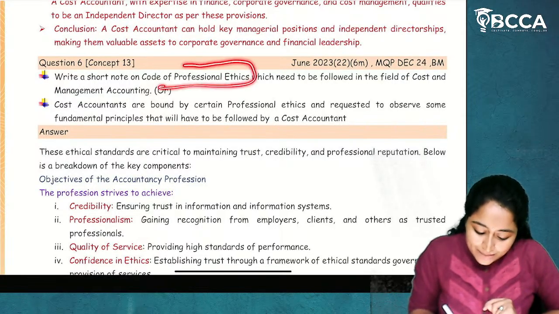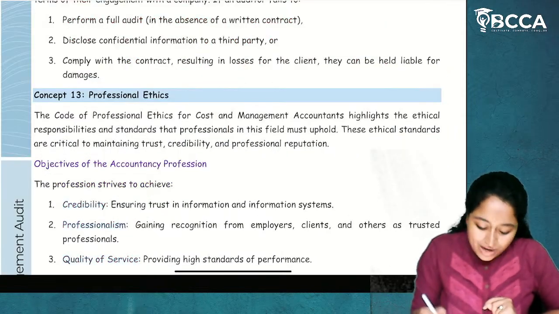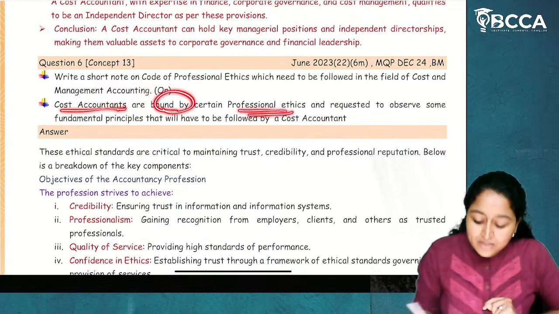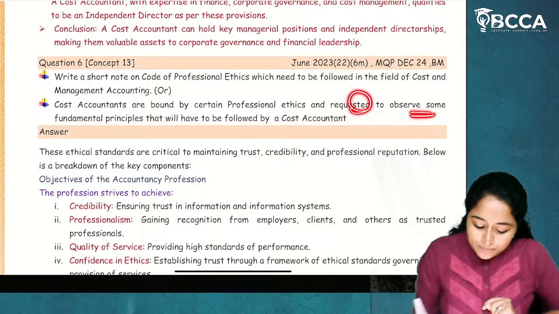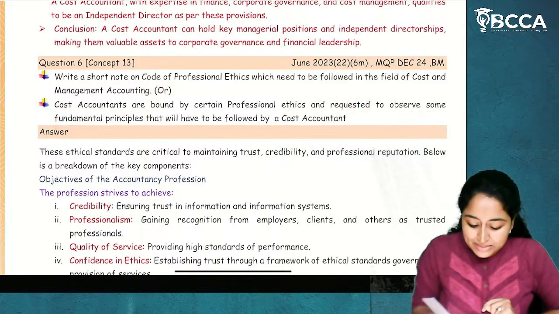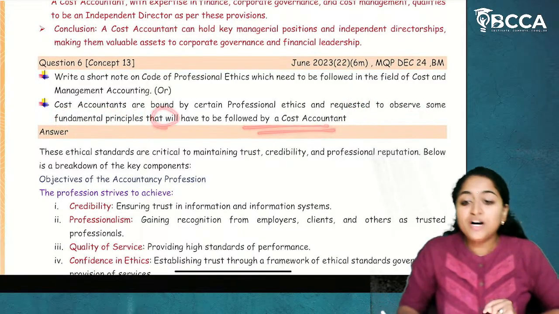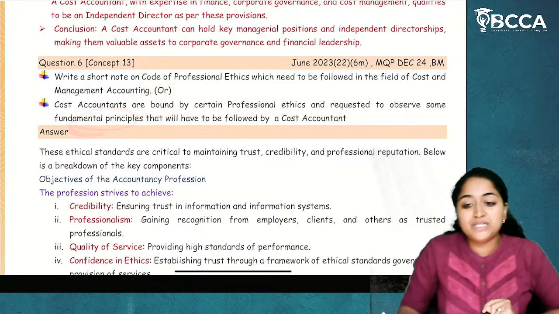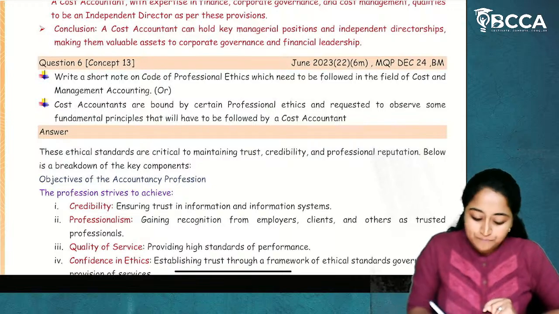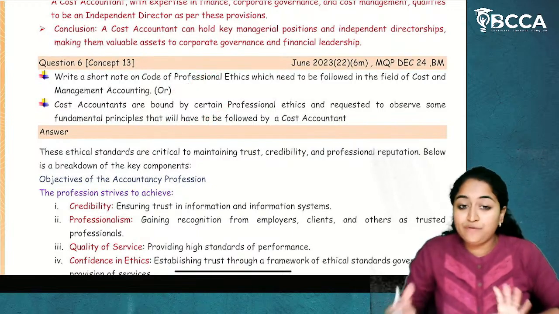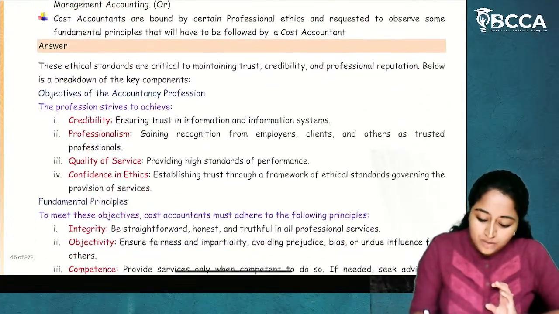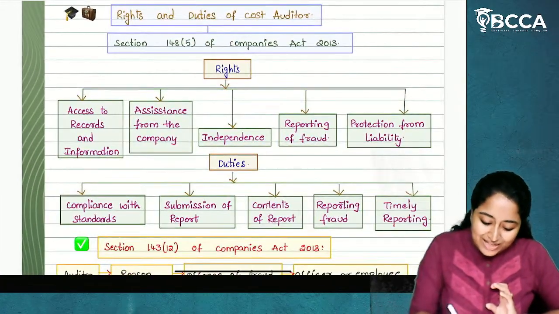So, if they are asking about the code of professional ethics, you have to write about professional ethics. Or else, cost accountants are bound by certain professional ethics and are requested to observe some fundamental principles that have to be followed by a cost accountant. So, what are the professional ethics and what are the fundamental principles to be followed by a cost auditor? Any question can be tested in any format. So, this is from concept number 13. Now, what are the code of professional ethics and fundamental principles?